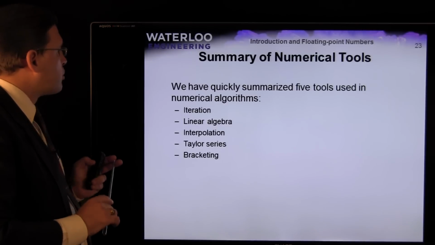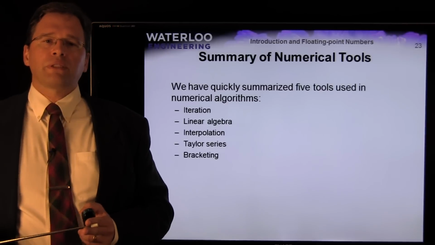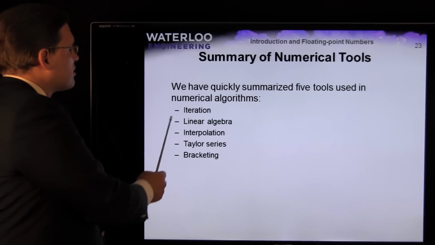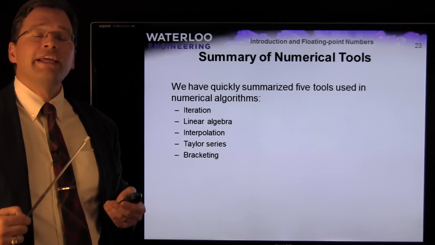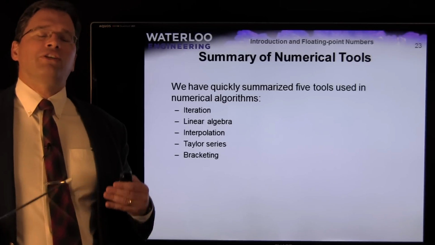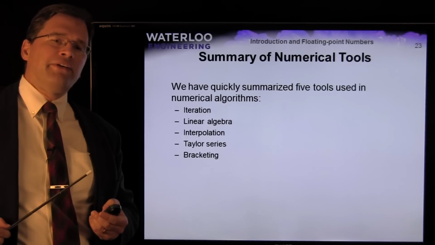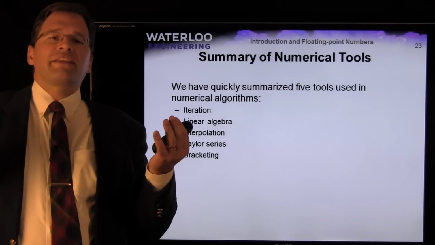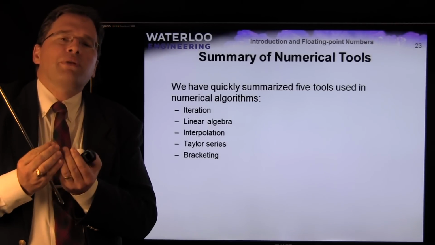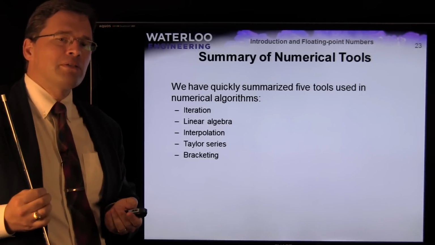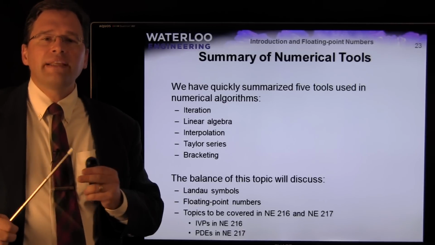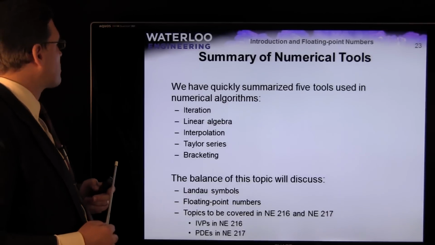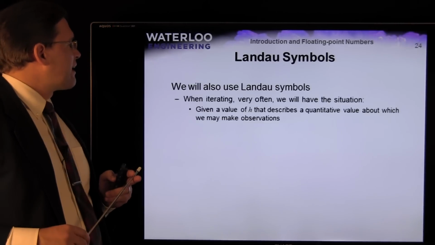So we've summarized 5 tools used in numerical algorithms: iteration, linear algebra, and we used iteration to solve systems of linear equations. Interpolation, we found interpolating polynomials using linear algebra. Differentiation, or Taylor series, is just the limit as the distance between the points goes to 0 of interpolating polynomials. And finally, bracketing. Next, we're going to look at Landau symbols, floating point numbers, and then look at future topics. So we're going to be using Landau symbols.